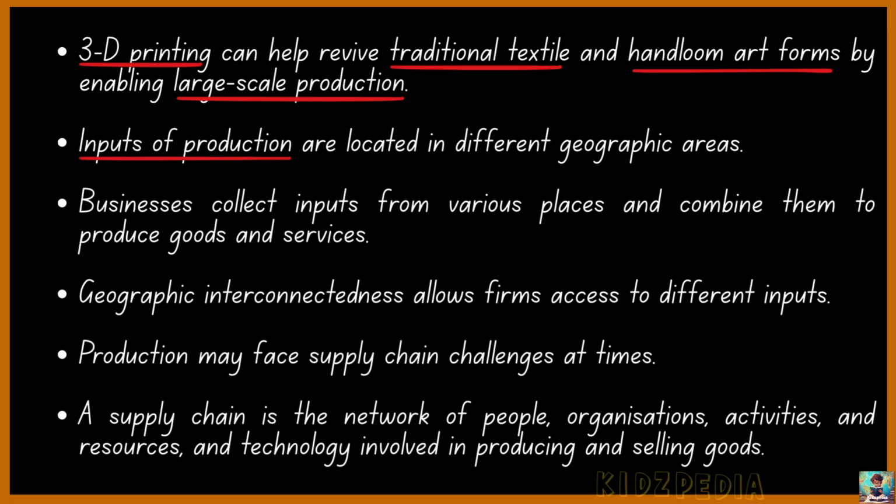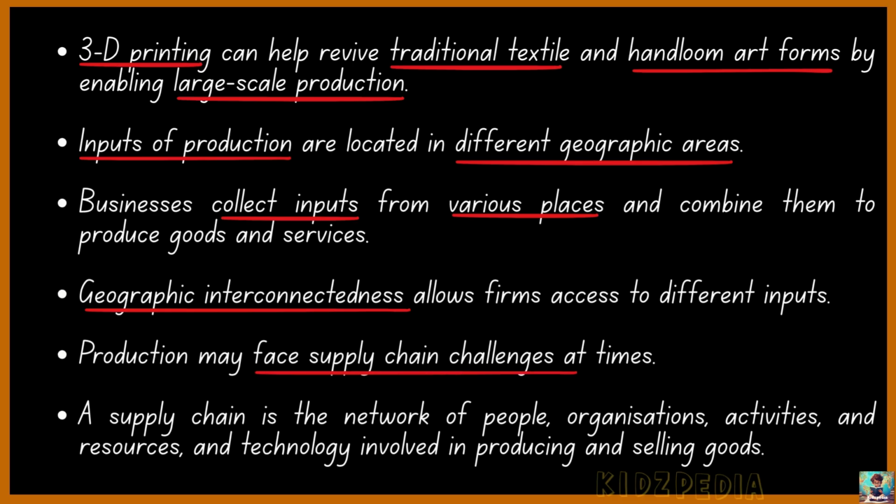The inputs needed for production, such as raw materials, machines, and labor, are found in different parts of the world. Businesses bring these inputs together from various locations to make goods and services. This connection between different places is called geographic interconnectedness, and it helps businesses get all the inputs they need. However, sometimes production is affected due to problems in the supply chain.